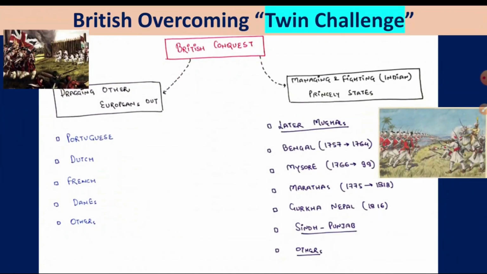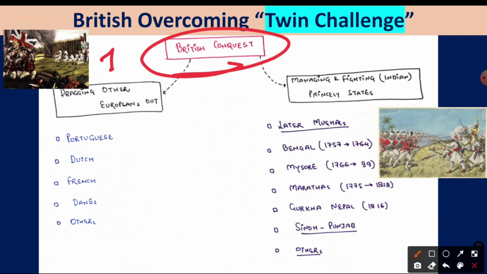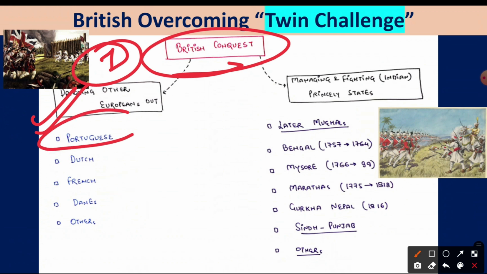Coming to the next point, that is the first part, the British conquest part. The British conquest, as we have seen, has to be divided into two phases. First, we have to drag the other European powers out. Because before the British came to India, there were other powers. For example, as we will see today, the Portuguese were already established in India in some places, but they were in India.